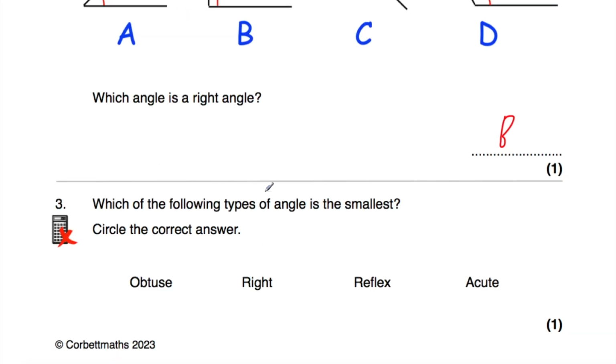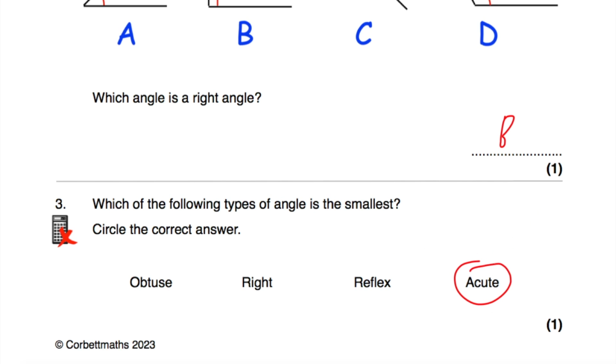Okay, question number three says, which of the following types of angle is the smallest? Circle your answer. Our choices are an obtuse angle, a right angle, a reflex angle, and an acute angle. A reflex is going to be the biggest angle. They're the angles that are bigger than 180 degrees. Obtuse then will be the next biggest. They're the angles that are bigger than 90 degrees but less than 180 degrees. A right angle is a 90-degree angle, but an acute angle is an angle that's less than 90 degrees. So it's going to be the smallest. So an acute angle is the smallest of these options.